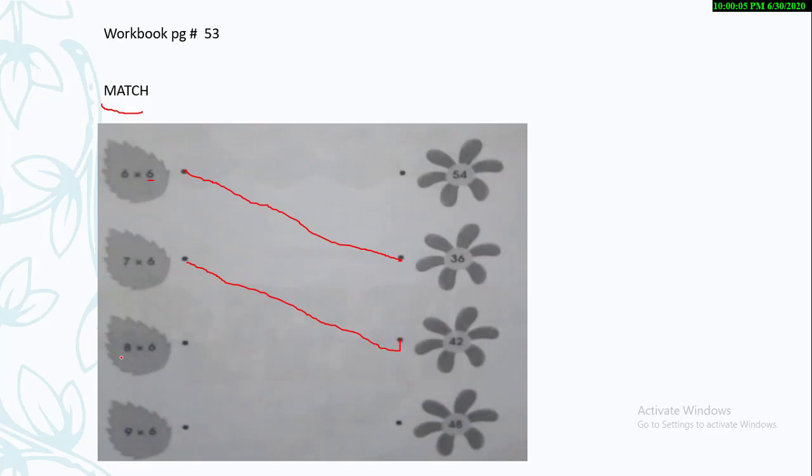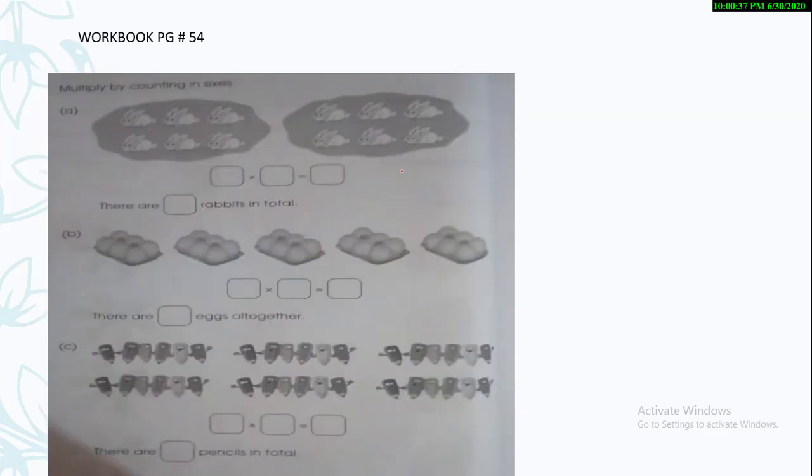Okay, 6 eights are... you can see that 8 is an even number, so I gave you the trick that 8 will come at the last place. Check it, and yes, you see the last flower. I know the table, so I am sure that this is the answer: 6 eights are 48. And the last one is 6 nines are 54. I told you, the students who learn the table can match it correctly.